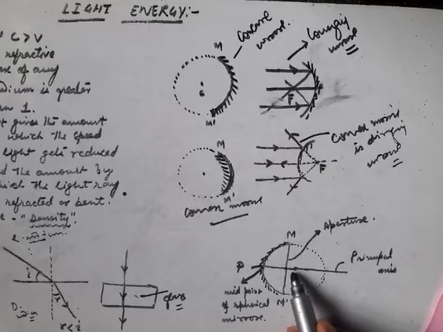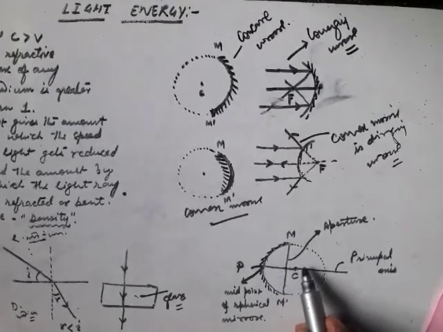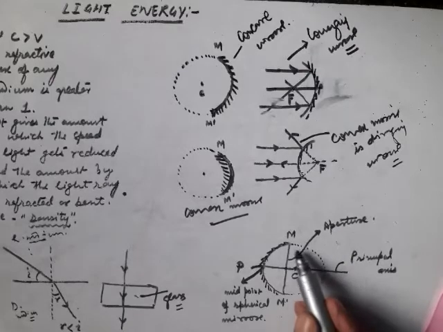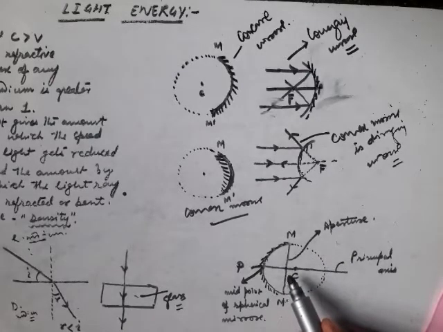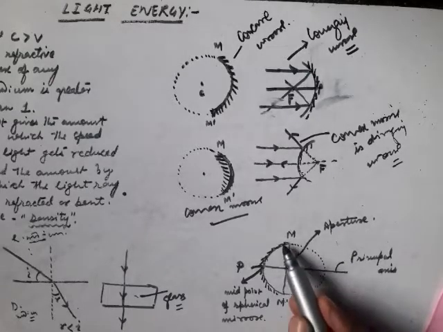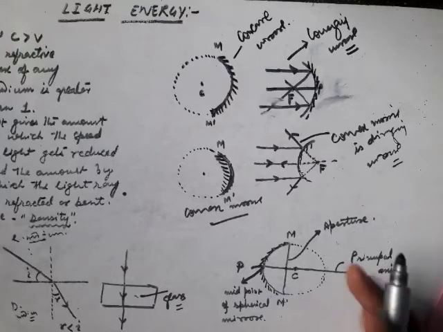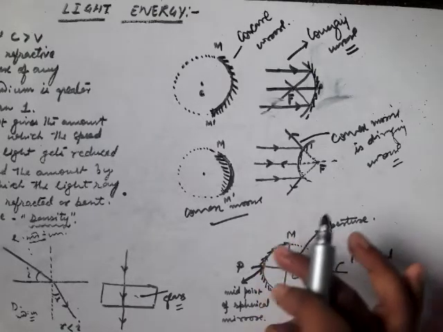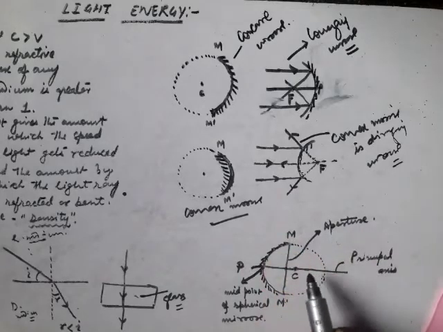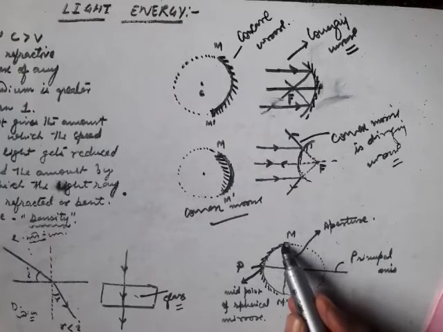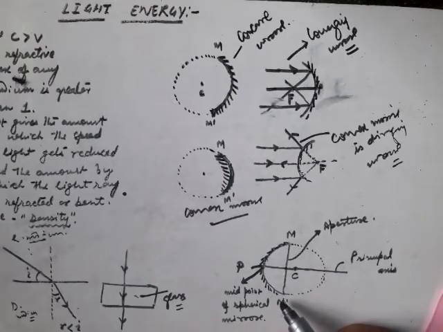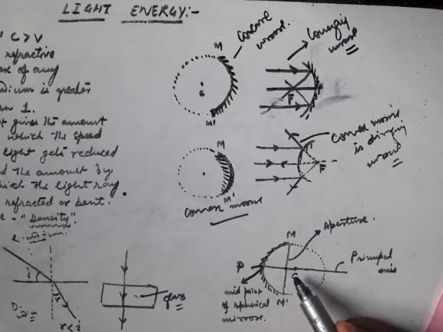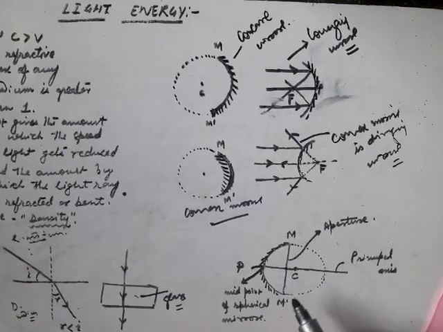The center of curvature may be defined as the center of the hollow sphere of which the spherical mirror forms a part. Okay, it means the spherical mirror is a part of the total hollow sphere. So it is the center of the hollow sphere of which the spherical mirror is a part. This is called the center of curvature, and it is denoted by capital C.